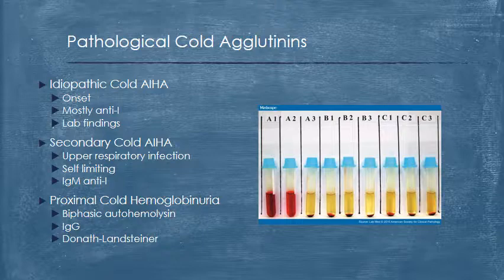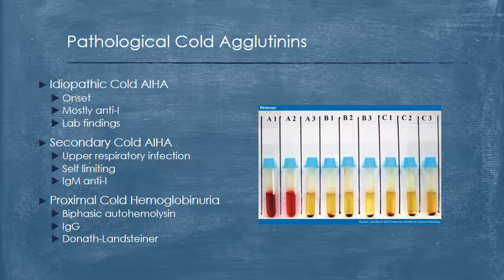So you do have to remove that in order to be able to do a cross match if you do need a transfusion. And then again with the secondary cold one, just to point out with that one, because it usually is after an infection, usually some kind of upper respiratory infection.